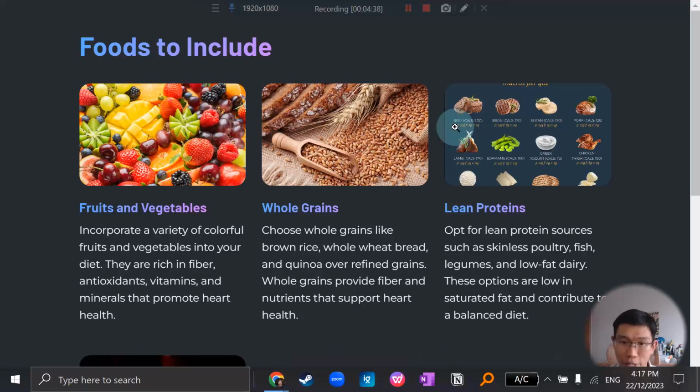What foods to include then in our healthy diet? One, to include fruits and vegetables. The fiber, antioxidants and vitamins promote heart health. Whole grains are better compared to refined grains because excessive consumption of refined grains gets converted into triglycerides. Opt for lean protein sources such as skinless poultry, fish, legumes, or low-fat dairy.